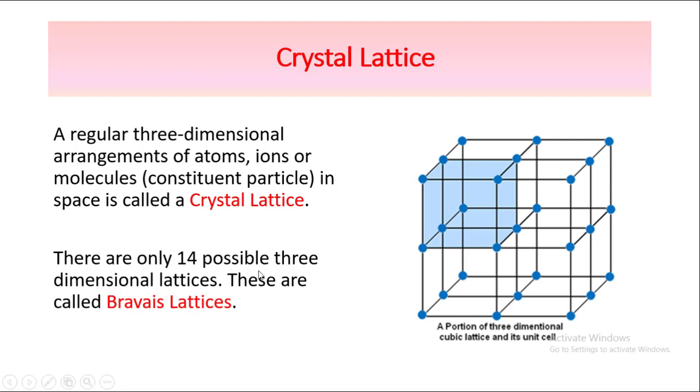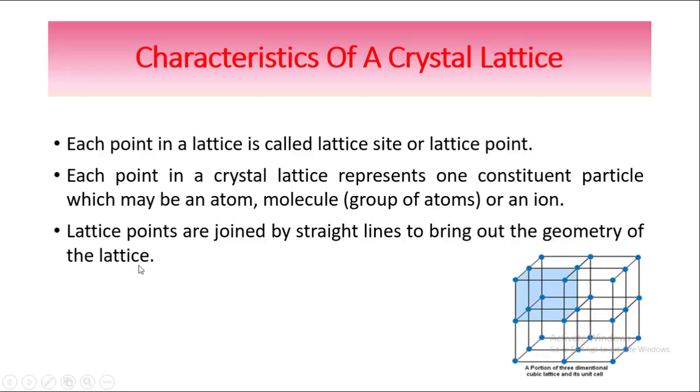There are about 14 possible three-dimensional lattices, and these are known as Bravais lattices. Next, coming to the characteristics of a crystal lattice, each point in a lattice is called the lattice point or the lattice site, and each point in a crystal lattice represents a constituent particle which can be an atom, a molecule, or an ion. These lattice points are joined together by straight lines to define the geometry of the lattice. So these are the points which are characterized here.